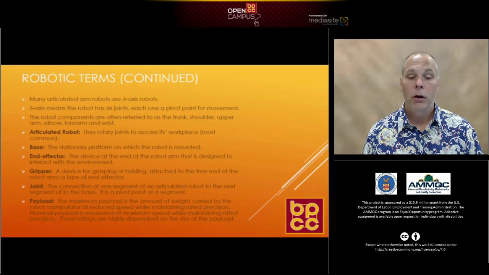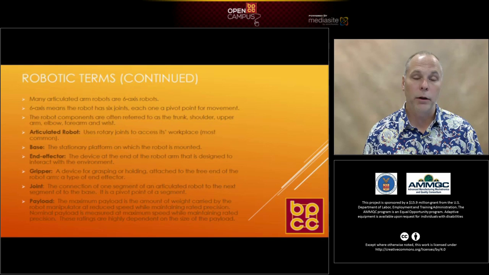The end effector is the device at the end of the robot arm that actually does the work. It's the one that interacts with the environment. In the video that's attached, it has a little gripper. The gripper is just used for grasping and holding, attached to the free end of the arm, and it is a type of end effector. There are some other ones, maybe a welder at the end of it. There may be a hook or anything else that you may want to do on the end of it.